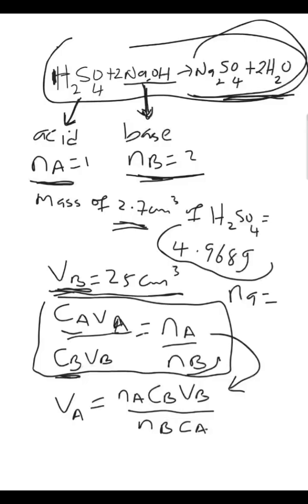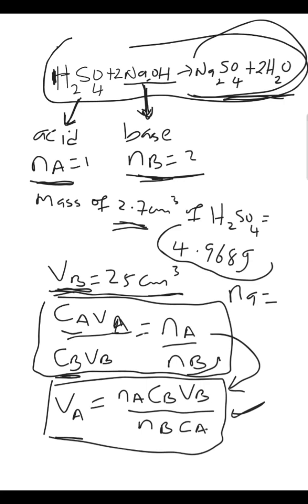So if I make Va the subject of the formula, that is the volume of acid, I'm going to have this equation. This is the final equation to use to calculate the volume of the acid to get a perfect endpoint. So the volume of acid is going to be number of moles of acid, Na, times Cb, which is the molar concentration of the base, times Vb, which is the volume of the base, all over Nb, which is the number of moles of the base, times Ca, which is the molar concentration of the acid. So please take note of this formula. If you have this formula, you are good to go.